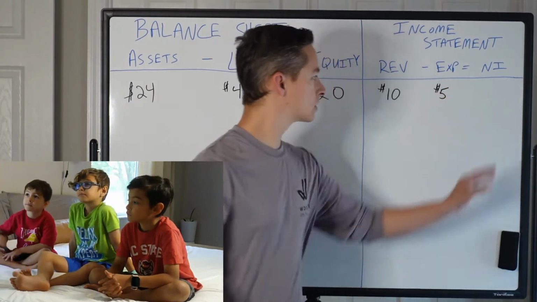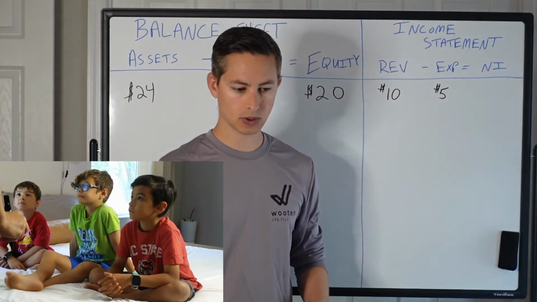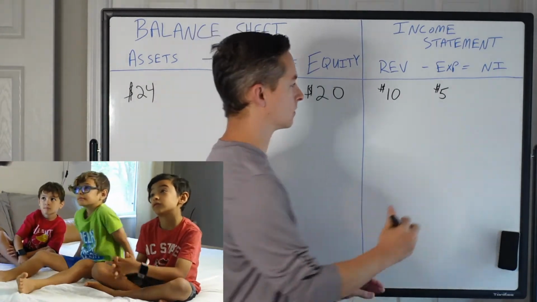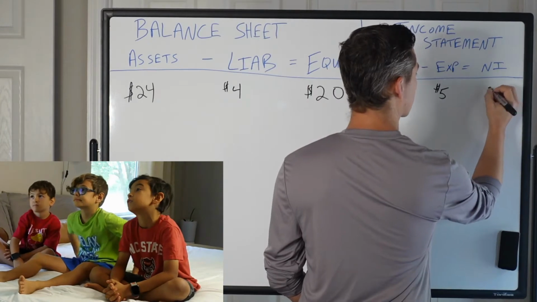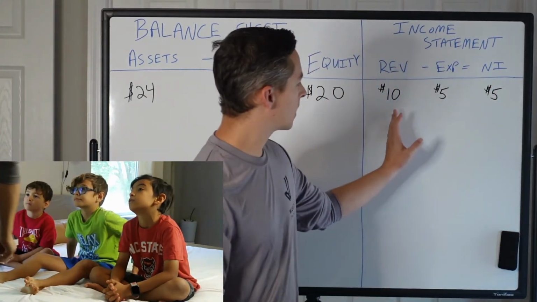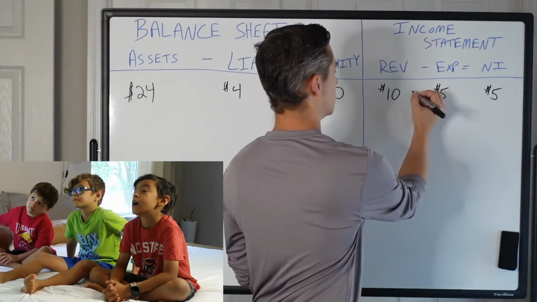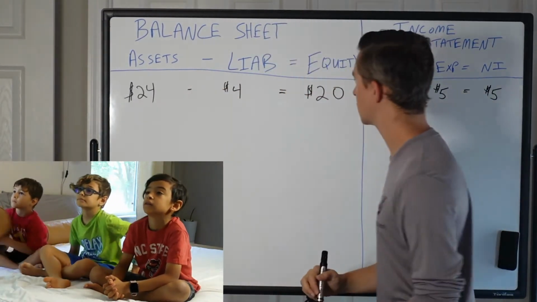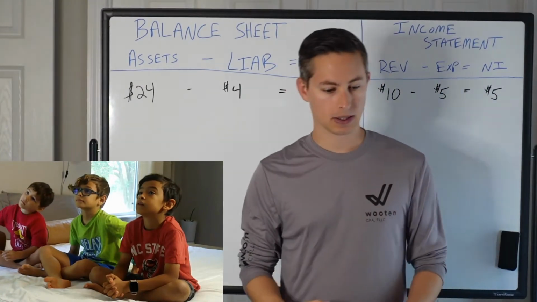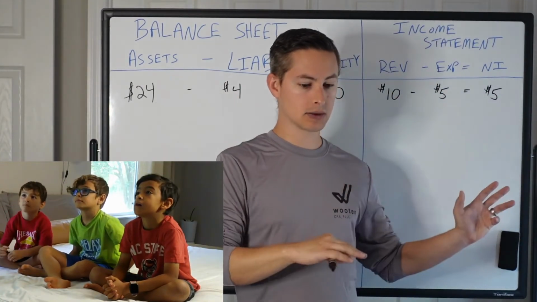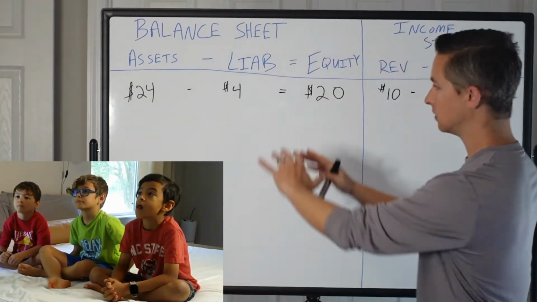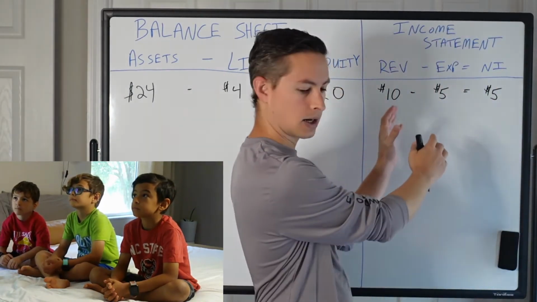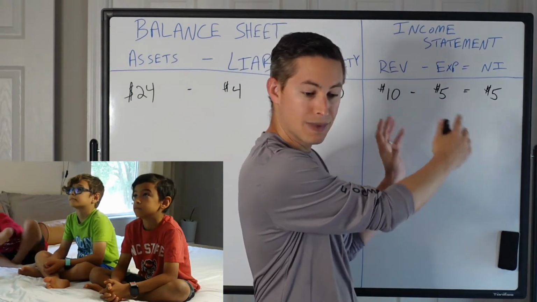What's your net income? If you got $10 and you spent $5, what's your net income? $5. You have $5 left over after you spent it. That's your revenue minus your expenses equals your net income. Assets minus liabilities equals equity. That's your balance sheet and your income statement. This one tells you how much money you have. This one tells you what you made, what you spent, and how much money you made.